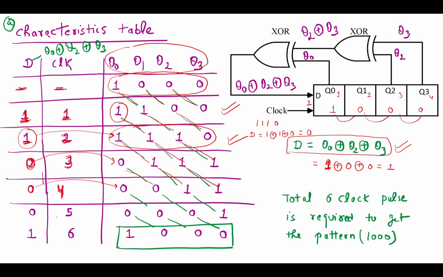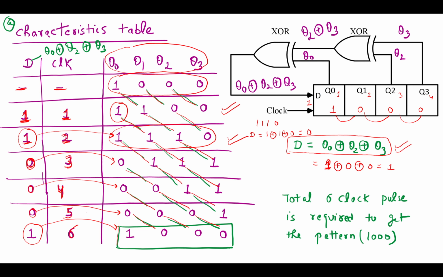The same process is repeated. Again we apply one clock and this time your D value is 0. Again this 0 comes here and the shifting goes on to the right side. In the sixth clock, the D value is 1. This 1 comes here and the 0 0 shifts to the right side.